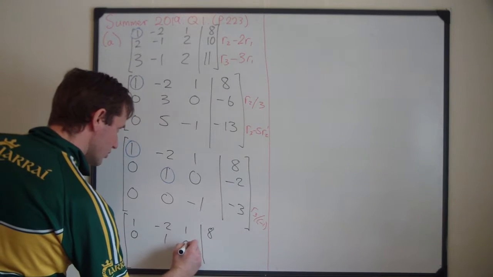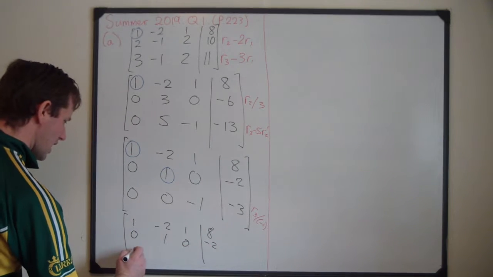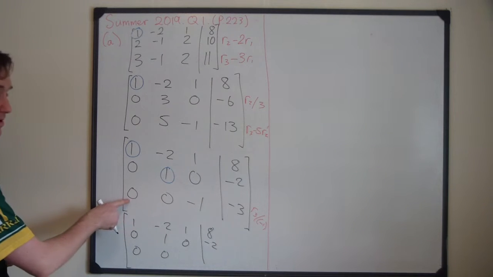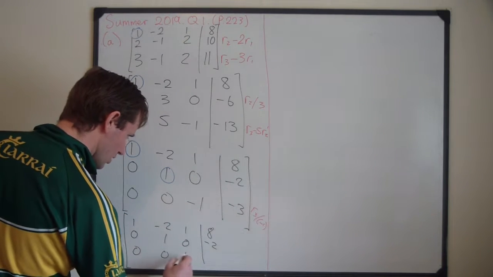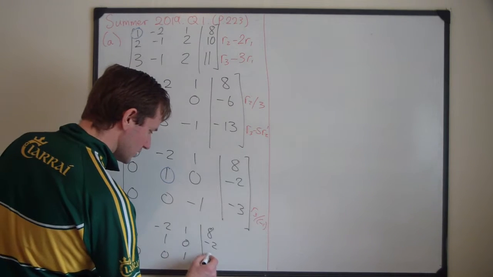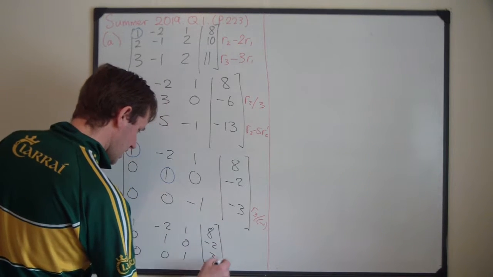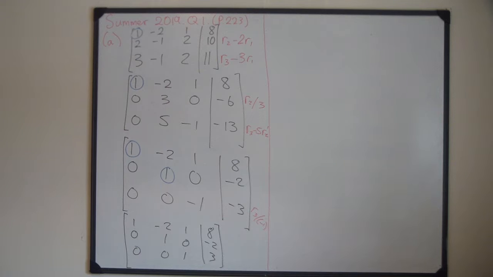0, 1, 0, minus 2, and 0, 0. 0 divided by minus 1 is 0, 0 divided by minus 1 is 0, minus 1 divided by minus 1 is 1, and minus 3 divided by minus 1 is 3. And now you've completed the Gauss elimination.